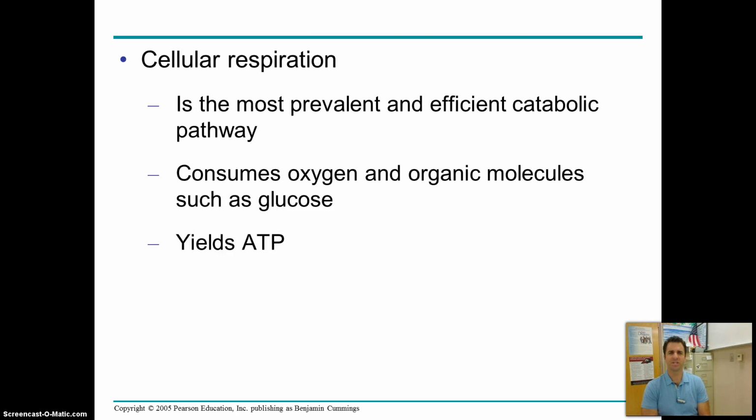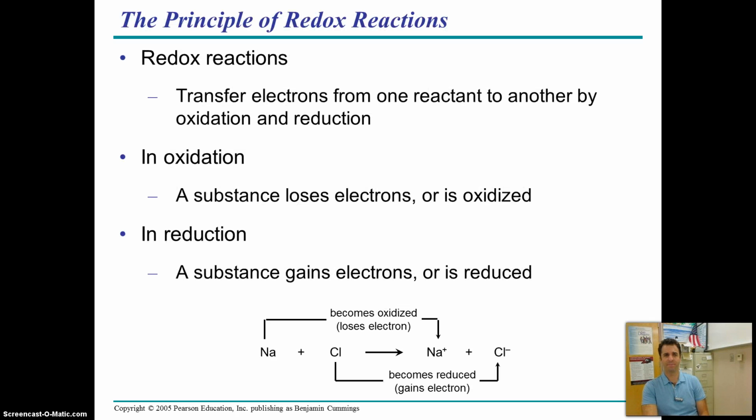So cellular respiration is actually the most prevalent and efficient catabolic pathway in living systems. It's fairly well conserved. It's found through all eukaryotic cells, and even in certain ways in prokaryotic cells, although we'll get to the details of that at a later date. And one of the important factors for cellular respiration is oxygen, and also the presence of organic molecules like glucose, as well as some others. It could be fats or proteins and things as well, but glucose is the primary one. And most importantly, we get ATP.